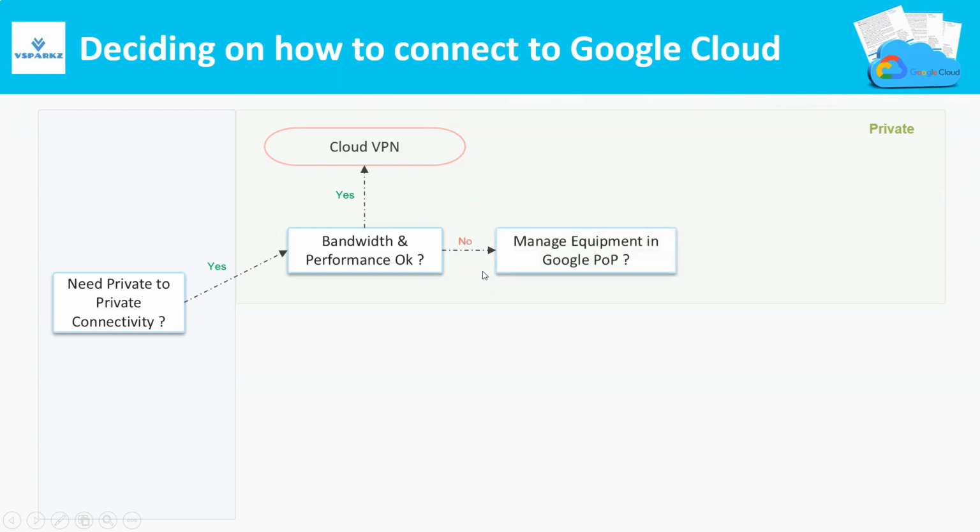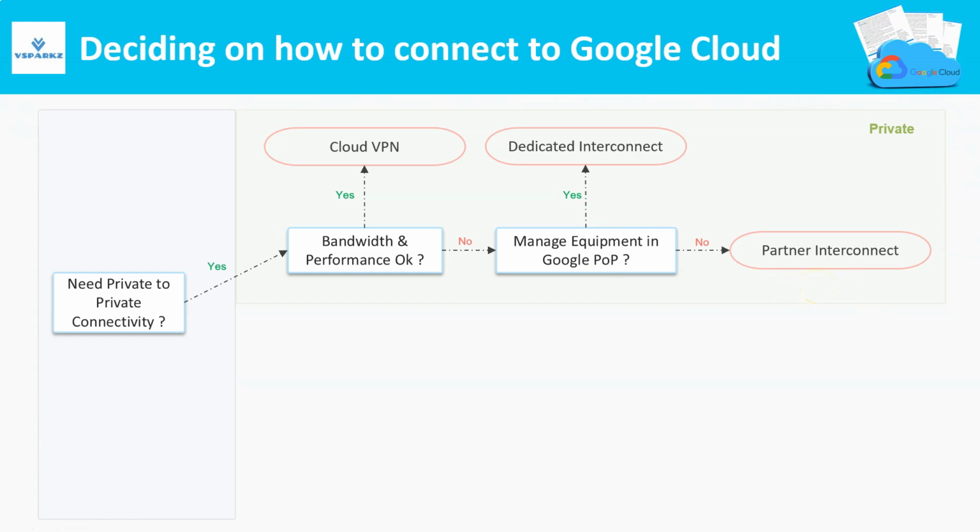While choosing Interconnect, if we can manage our equipment, cables, and installations, we can very well go ahead with Dedicated Interconnect. If that is not possible, we should get help from a service provider to do these installations under the option called Partner Interconnect.